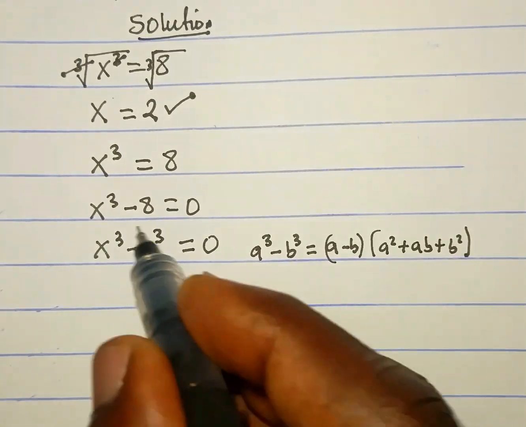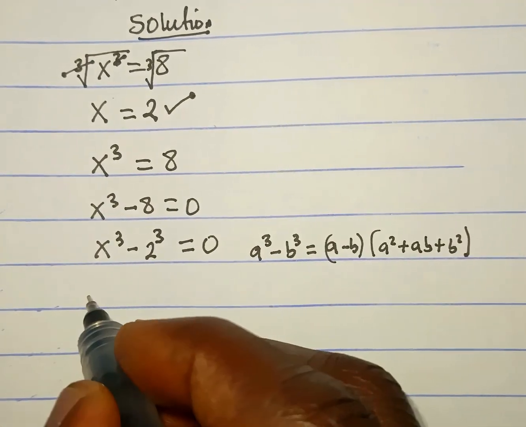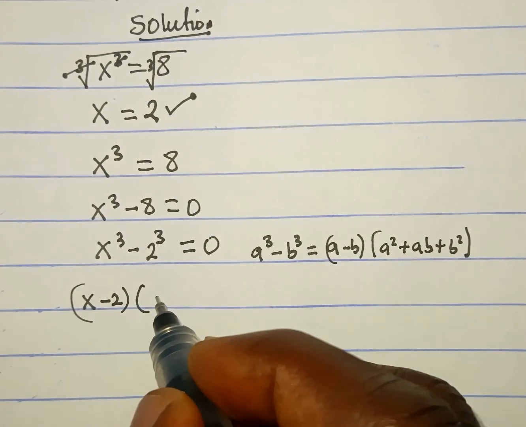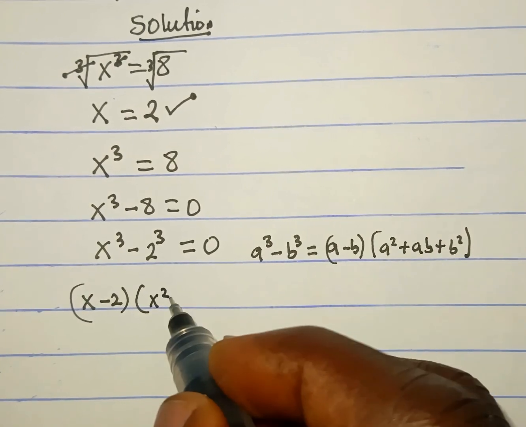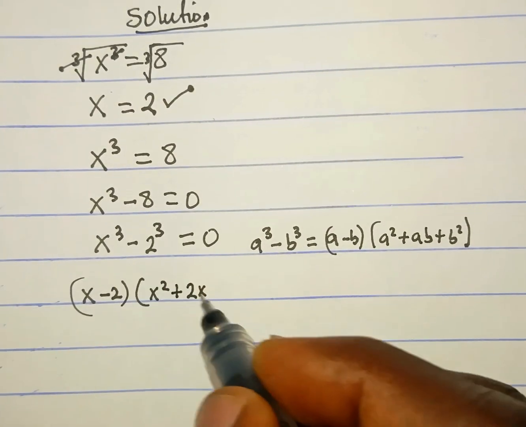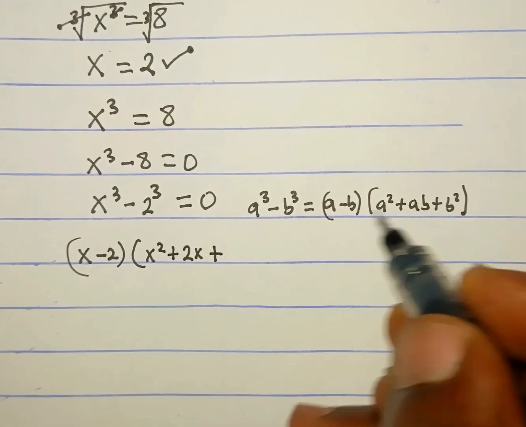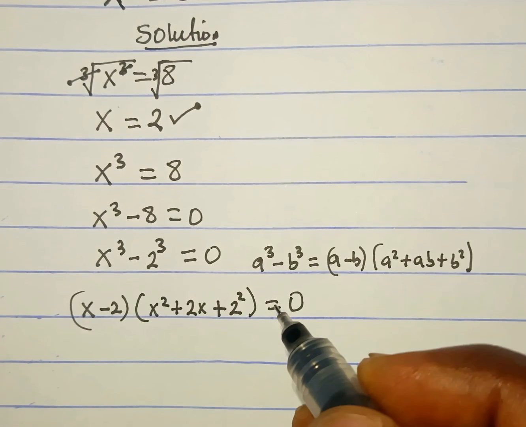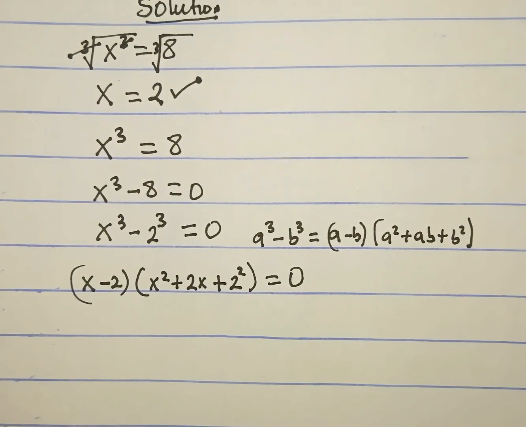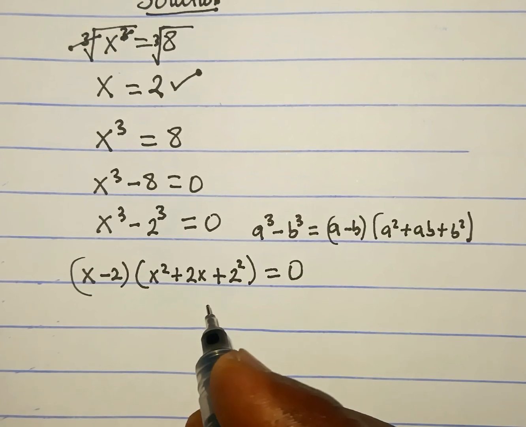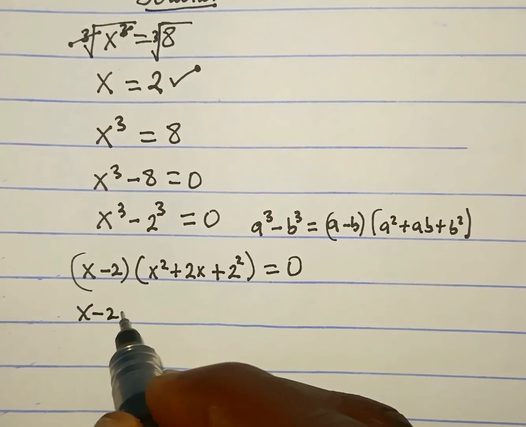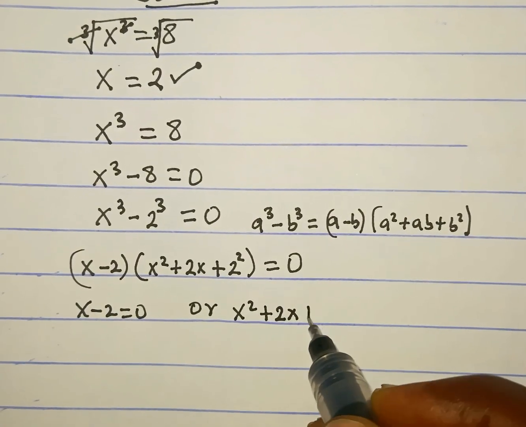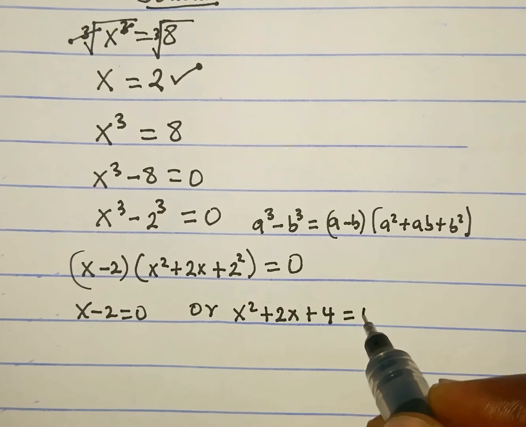So the whole of this can be written in this form. a minus b is going to be x minus 2, then multiplied by a squared, which is x squared, then plus ab, which is plus 2x because b is 2 and a is x, then plus b squared, and b is 2, so it's going to be 2 squared. Everything will be equal to 0. Now recall that when two terms multiply to give 0, either the first bracket is 0 or the second bracket is 0. So x minus 2 equals 0, or x squared plus 2x plus 2 squared, which is the same as 4, equals 0.